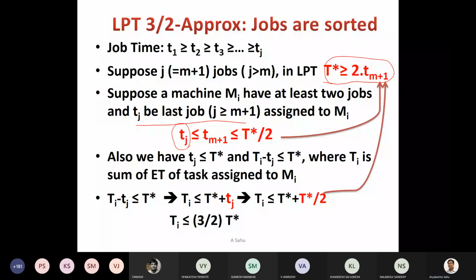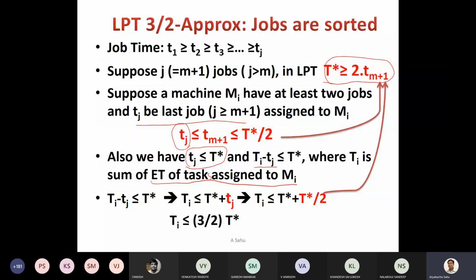Now another thing: Tj is less than or equal to T star, because the optimal value of Cmax, that is T star, will always be greater than the execution time of any task. This is one. The second one is Ti minus Tj. Let's define a term Ti: Ti is the sum of the execution times of the tasks assigned to machine Mi. So can I say Ti minus Tj is less than or equal to T star? All the tasks assigned to this machine Mi minus Tj is less than or equal to T star. Same argument: up to that point all the machines will be busy.